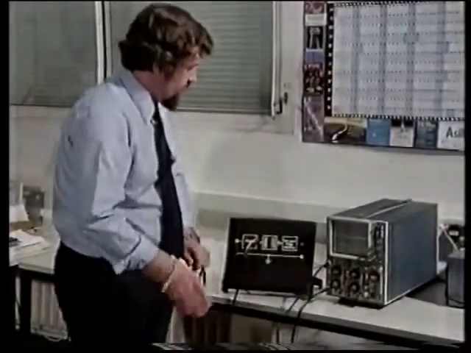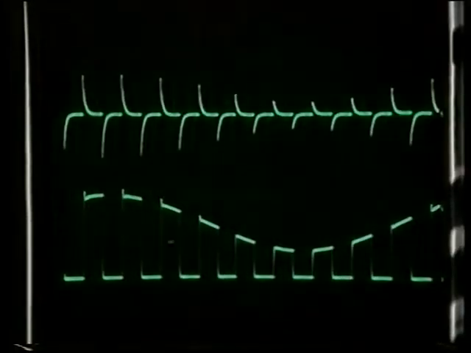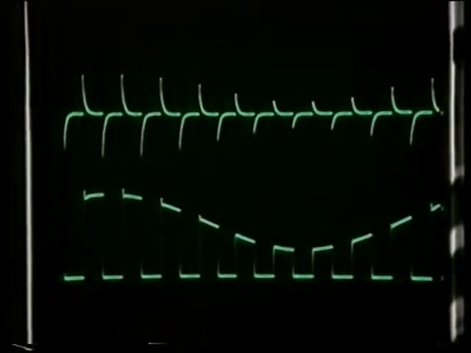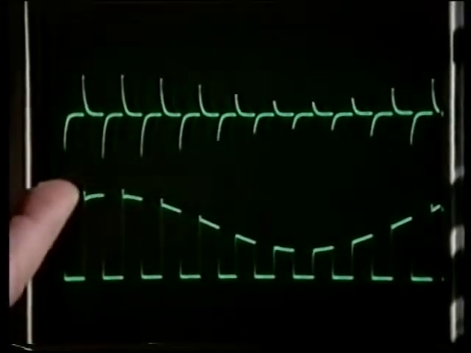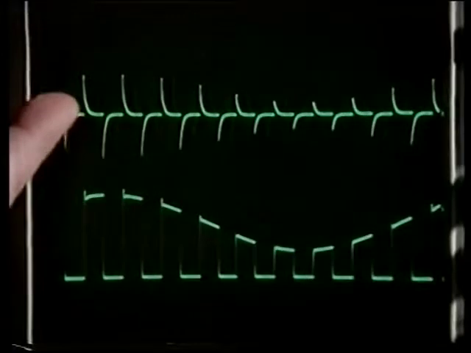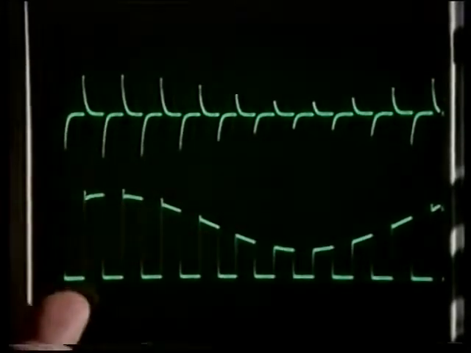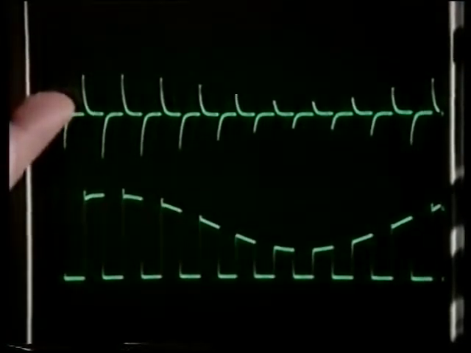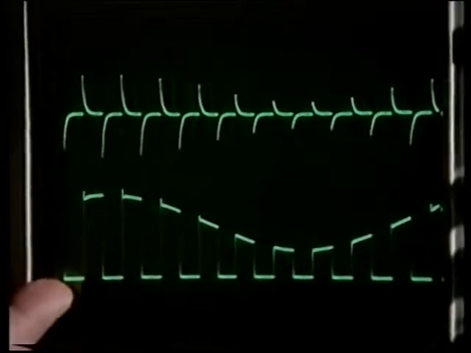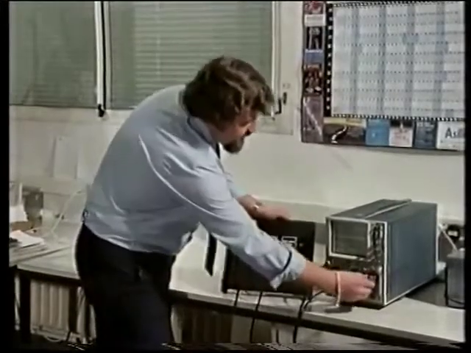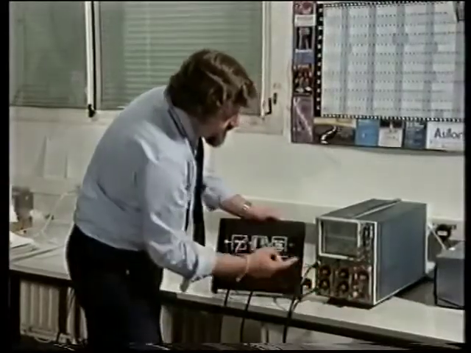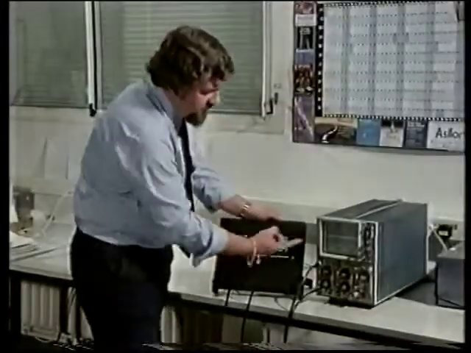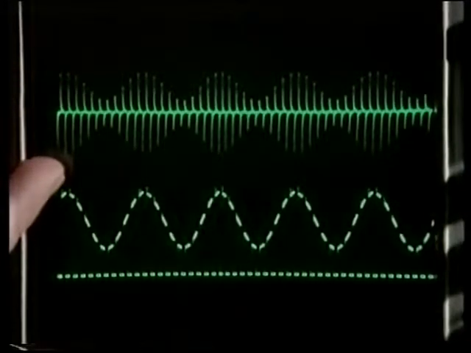Now let's have a look at the output of the transformer. Well, you can see we find that when we go from 0 to positive volts, we produce a positive pulse on the output of the transformer. And likewise, when we go from positive to 0, we produce a negative pulse. And the height of these pulses is determined by the height of these pulses. Now, if I slow the time base down, you can see that the envelope of the pulses is the input sine wave. But I've got positive and negative values.